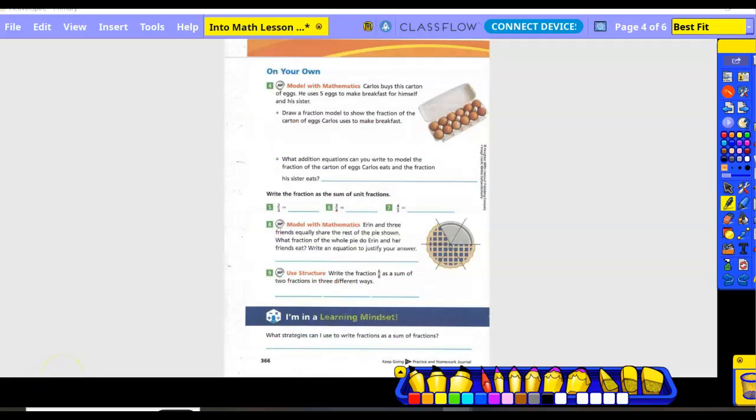On your own, number 4, model with mathematics. Carlos buys his carton of eggs. He uses 5 eggs to make breakfast for himself and his sister. Draw a fraction model to show the fraction of the carton of eggs Carlos uses to make breakfast. So we need to draw a bar model. How many pieces do we break it into? How many eggs are in that carton? 12. So we need to break it into 12 pieces. So each one of those pieces is how much? 1/12, right?